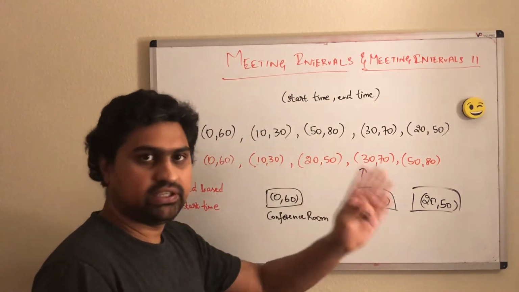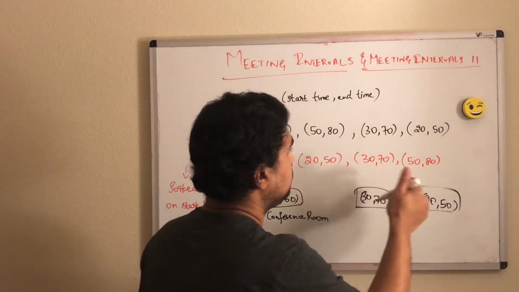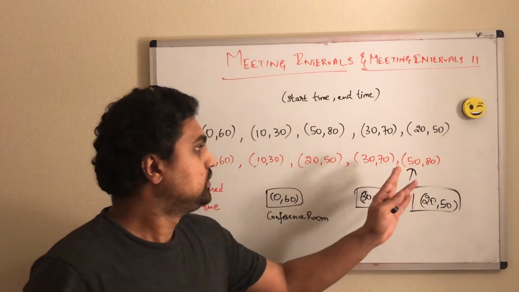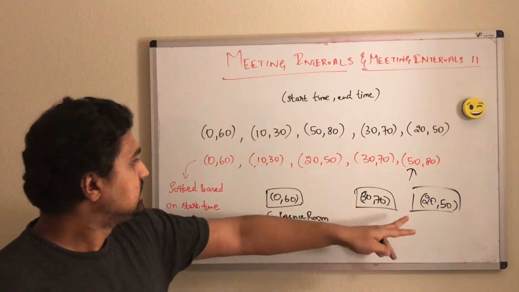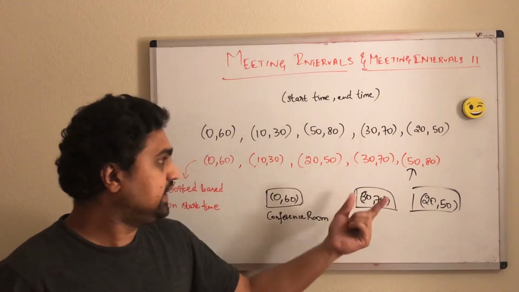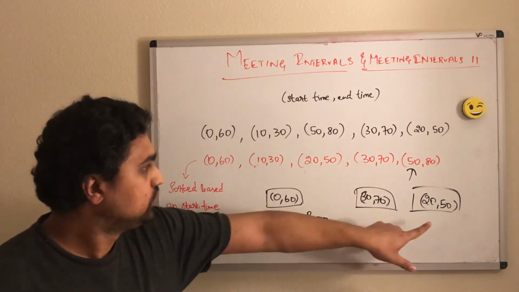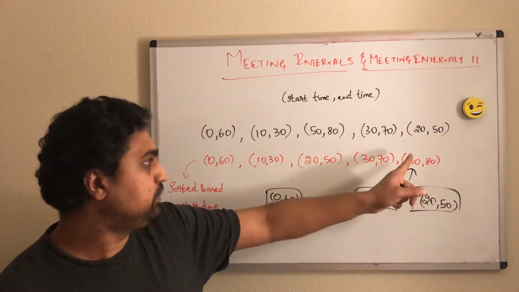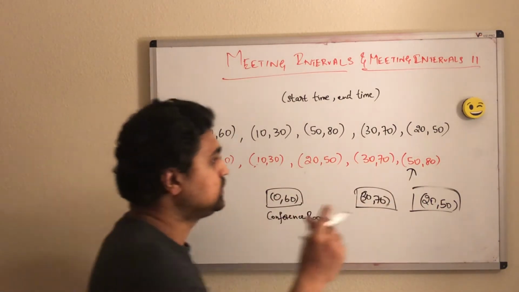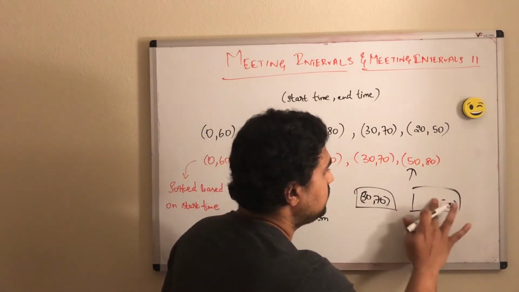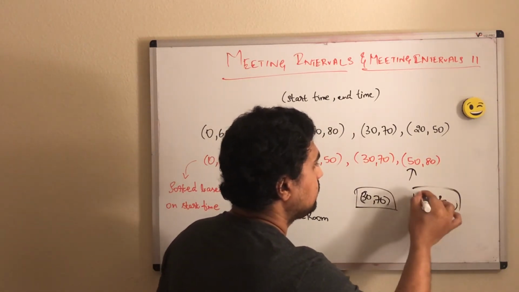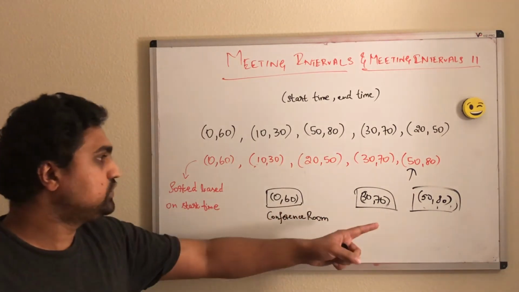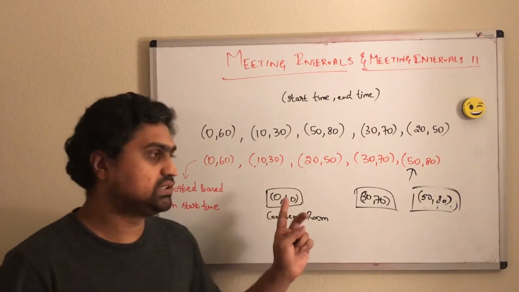Okay, now let's move to the next meeting. So the start time of this meeting, 50, is... does any of these meetings end before the start of this meeting? So this meeting here ends right before the start of this meeting. So we can use the same conference room for the fifth meeting. So the total number of conference rooms required for this example is 3.